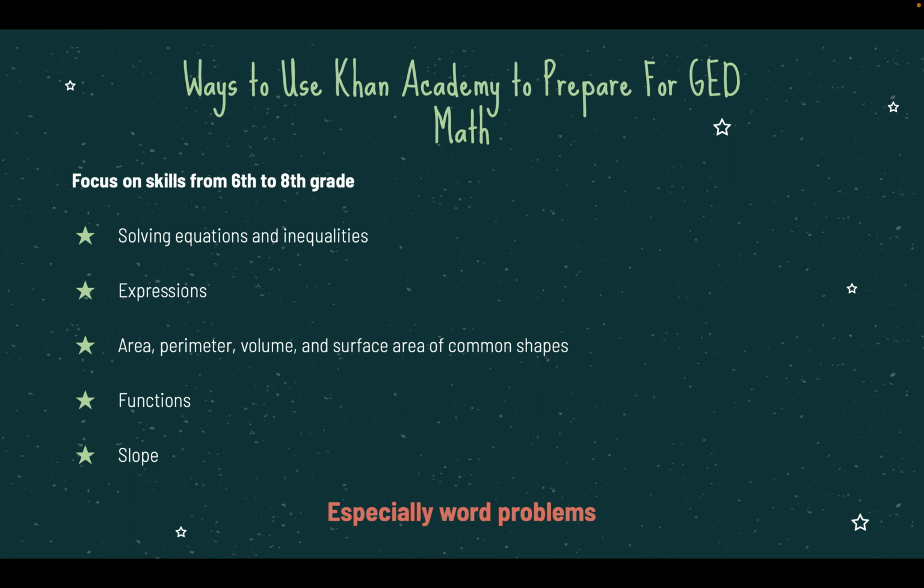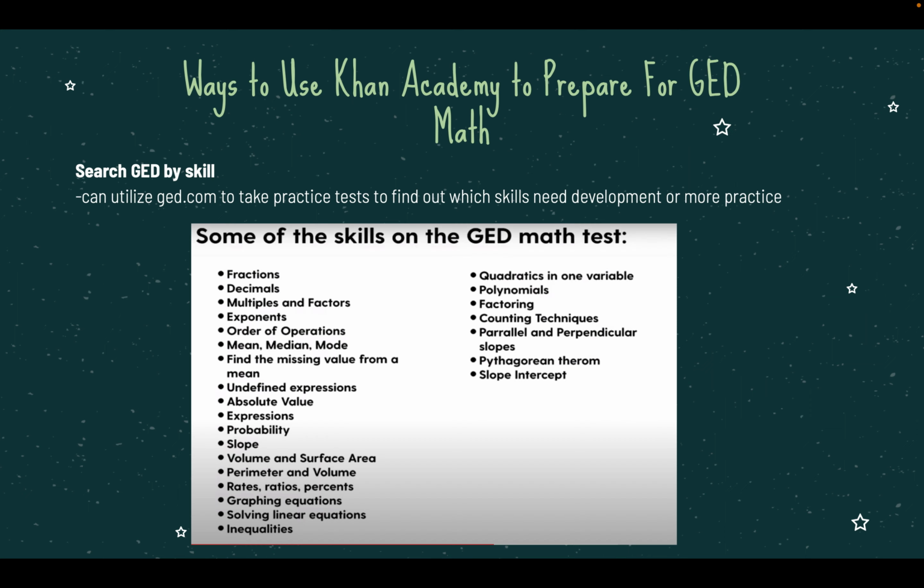Word problems involve reading comprehension, so this adds a layer of complexity. If the learner struggles with reading and comprehension, this may take some time to develop the skill. All these skills can be found by going to grade 6, 7, and 8 in courses and searching for the skill in each grade level. Learners can also search GED math by skill.